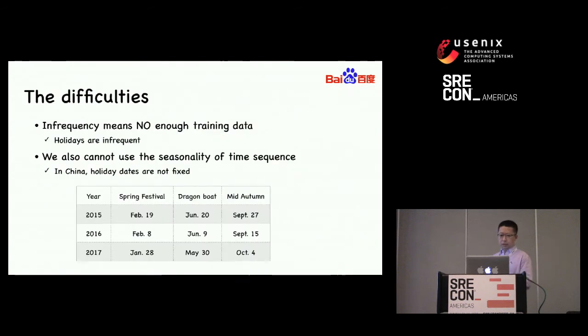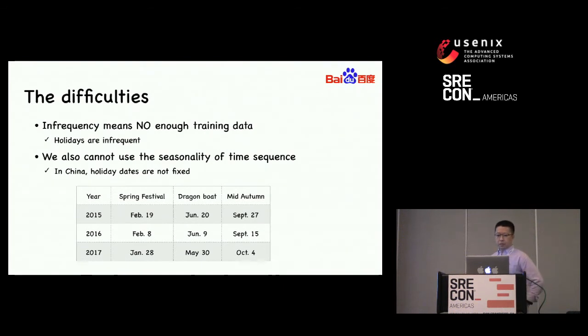Okay. So after we decided to try some data mining method, we saw there's a lot of difficulty for us. So I list two main difficulties here. Back to the topic of this talk, we are trying to do some anomaly detection in infrequently occurring patterns. So the infrequency means there's not enough data to do training, right? So this is the first difficulty. We have not enough data.